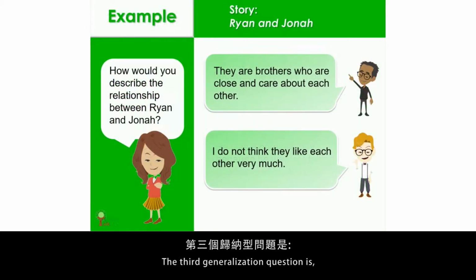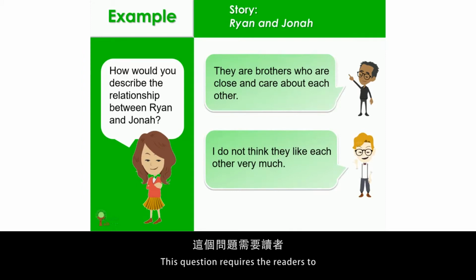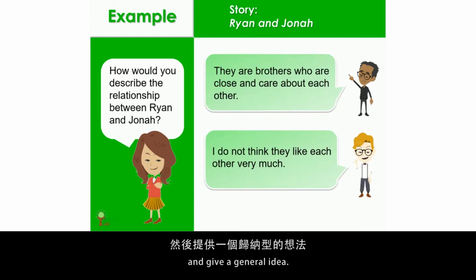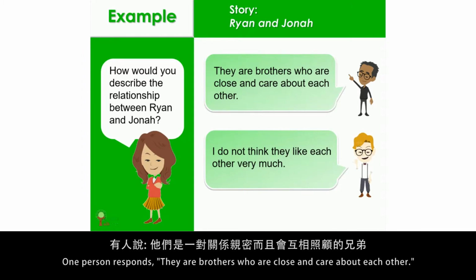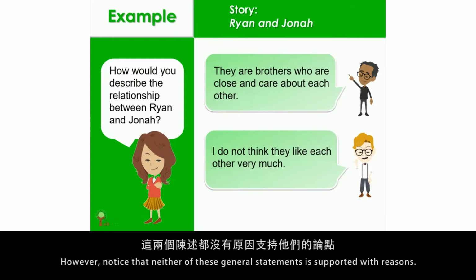The third generalization question is, how would you describe the relationship between Ryan and Jonah? This question requires the readers to put together information from the story about the relationship and give a general idea. One person responds, they are brothers who are close and care about each other. Another person responds, I do not think they like each other very much.